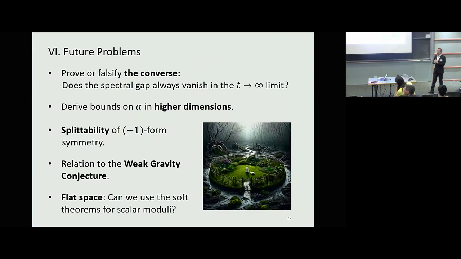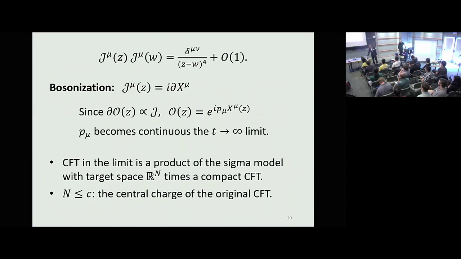Juan had some question. In the example where you were finding alpha equals 1 over square root of 6, can there be towers that are lighter than this? No. Near the conifold, I know exactly the spectrum. There's a vacuum.